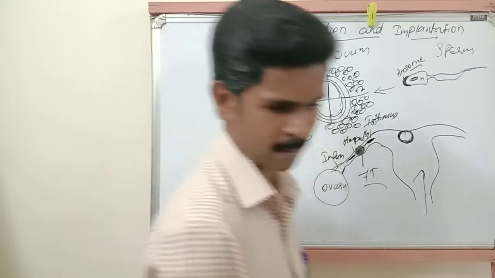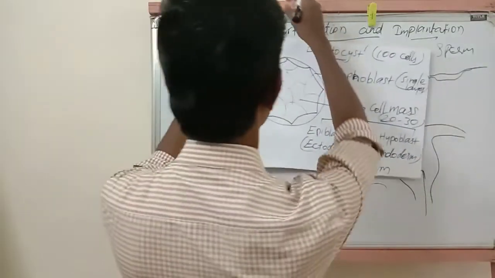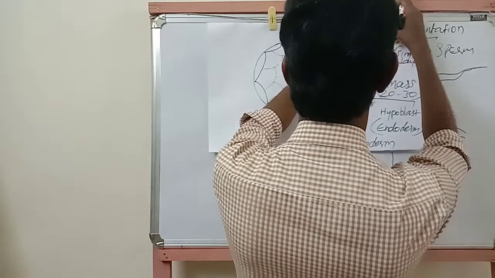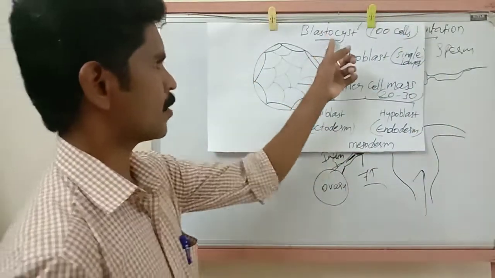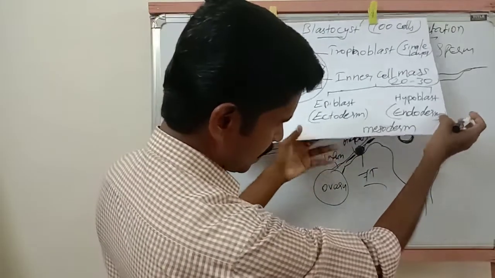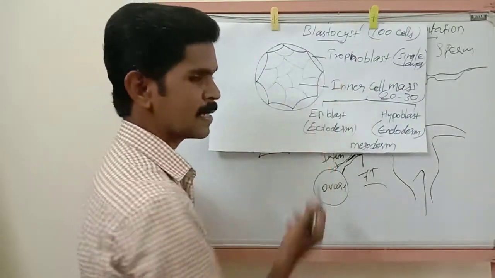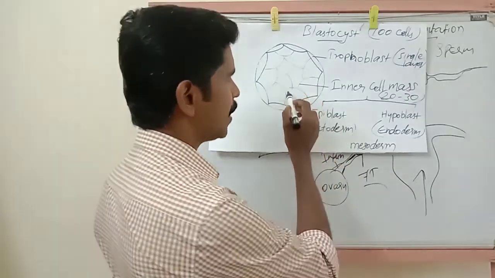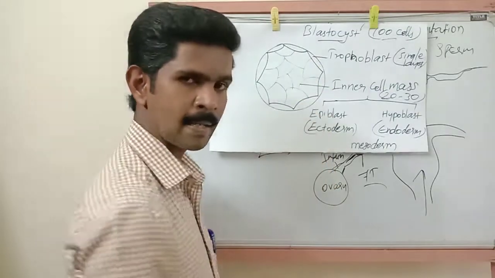The name of that structure is called blastocyst. So just imagine the blastocyst. This blastocyst stage is present in this region. Okay. So here the blastocyst is a hollow ball-like structure, and it is made up of more than 100 cells.